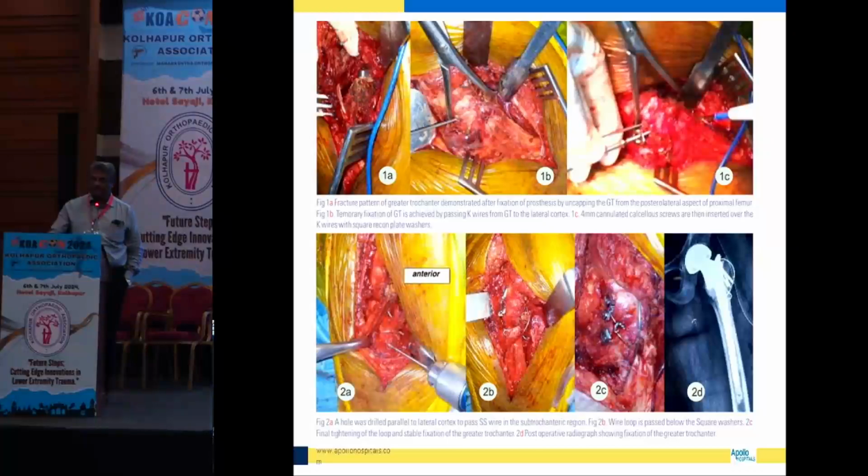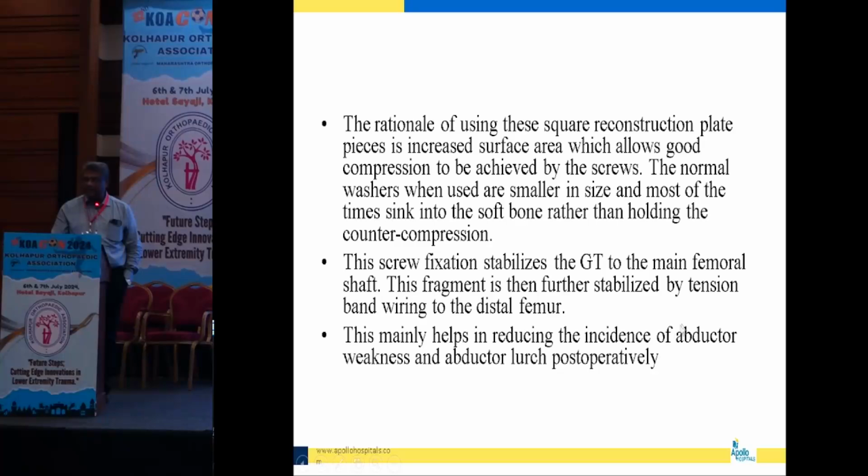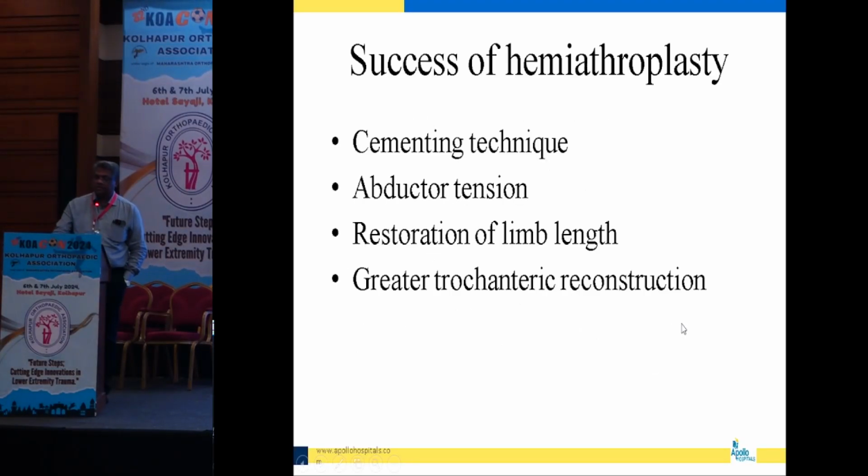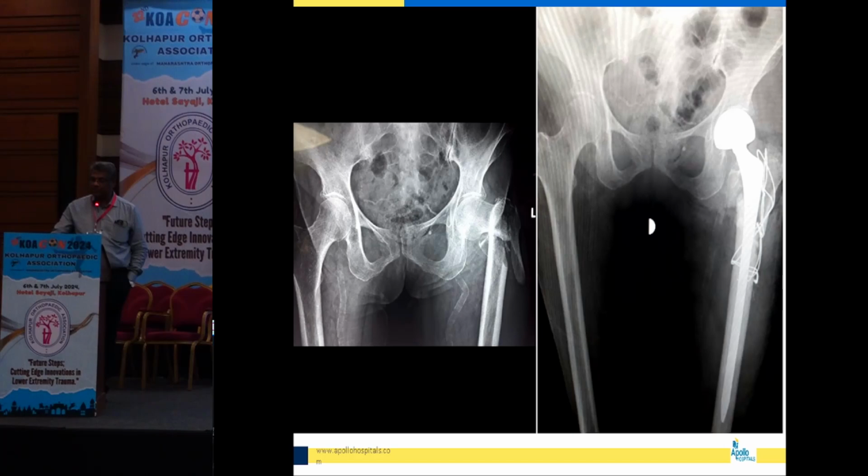Another technique of fixation of the GT is when we pass the wires. First we assemble the GT together. You can see in this picture that we have passed a K wire and this is the GT. Then cannulated cancellous screws are put to hold the two GT fragments together with a washer, and then the SS wire standard procedure has been done. So for success of hemiarthroplasty, cemented or long-stem uncemented is the best way to go forward, where you maintain the abduction tension, restore the limb length, and have a greater trochanteric reconstruction of these patients.